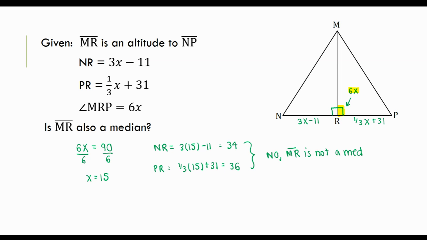But remember, I could not just set those two segments equal because I did not know that they were congruent. If you did set them equal, well then yes, you're going to get a median because you already assumed it. So make sure that you're looking at the given information very carefully.